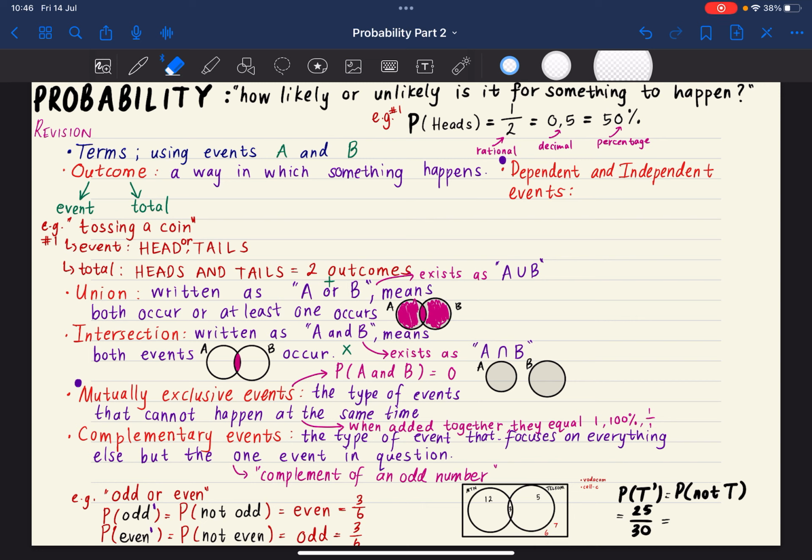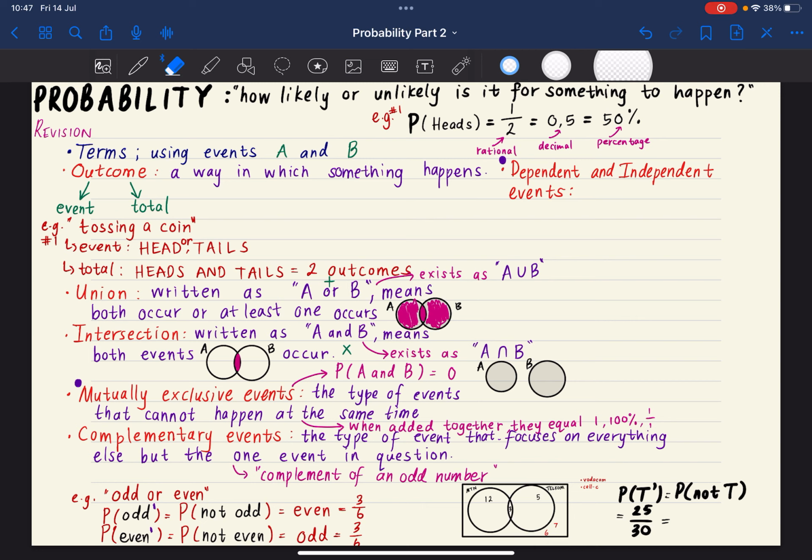This is going to be part two of probability. And again, we coined a phrase that really takes us through the essence of what probability is. This is something we did in the last lesson, amongst other things. So we said that probability is how likely it is for something to happen. I've also added how unlikely it is for something to happen.